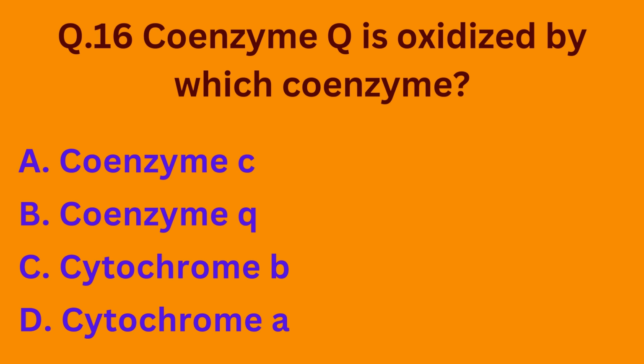Coming to next question, question number 16. Coenzyme Q is oxidized by which coenzyme? Option A, coenzyme C. Option B, coenzyme Q. Option C, cytochrome B. And option D, cytochrome A. So the correct option is option C. Cytochrome B oxidizes coenzyme Q.